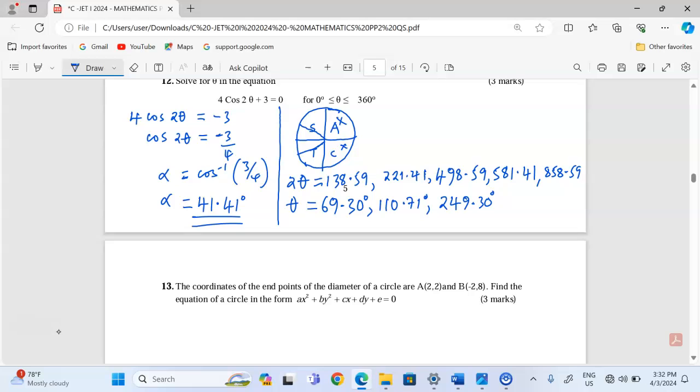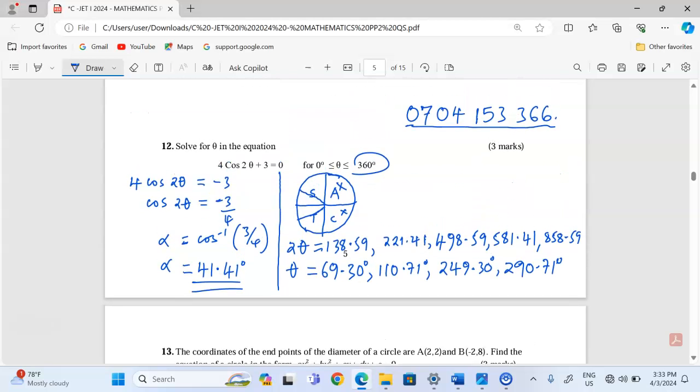When I take 581.41 and divide by 2, this gives me 290.71 degrees. When I take 858.59 and divide by 2, that will be beyond the provided limit of 360. So now these are the angles which satisfy the equation above.